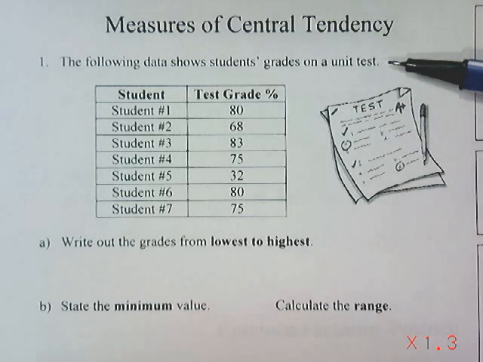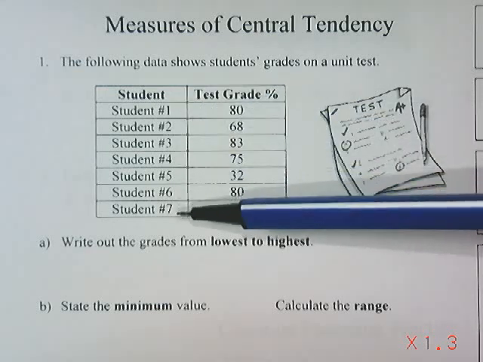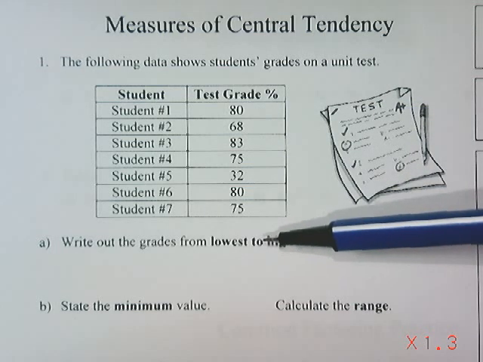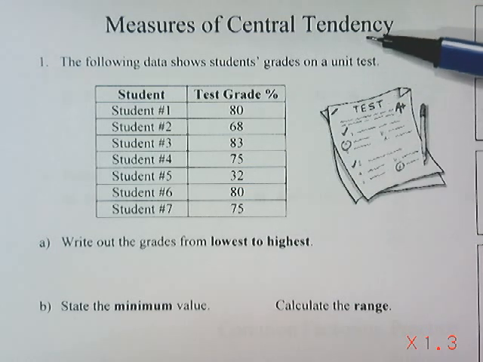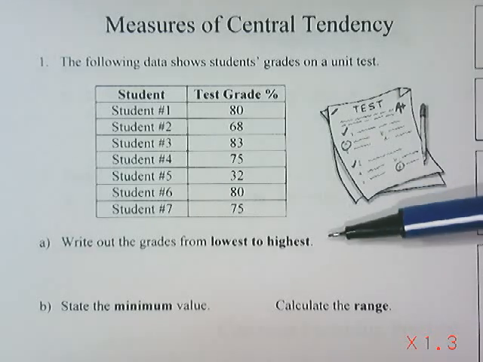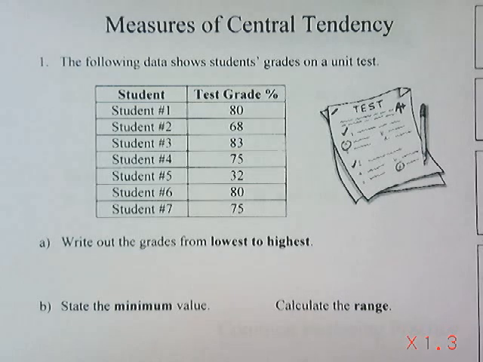The first question says, the following data shows students' grades on a unit test. So we have students 1 to 7, and we have their grade as a percent on their test. Anytime I'm trying to calculate mean, median, mode, maximum, minimum, or range, the very first thing that I always do is arrange my numbers from highest to lowest, because it actually helps me find some of the values that we're going to be asked to locate.